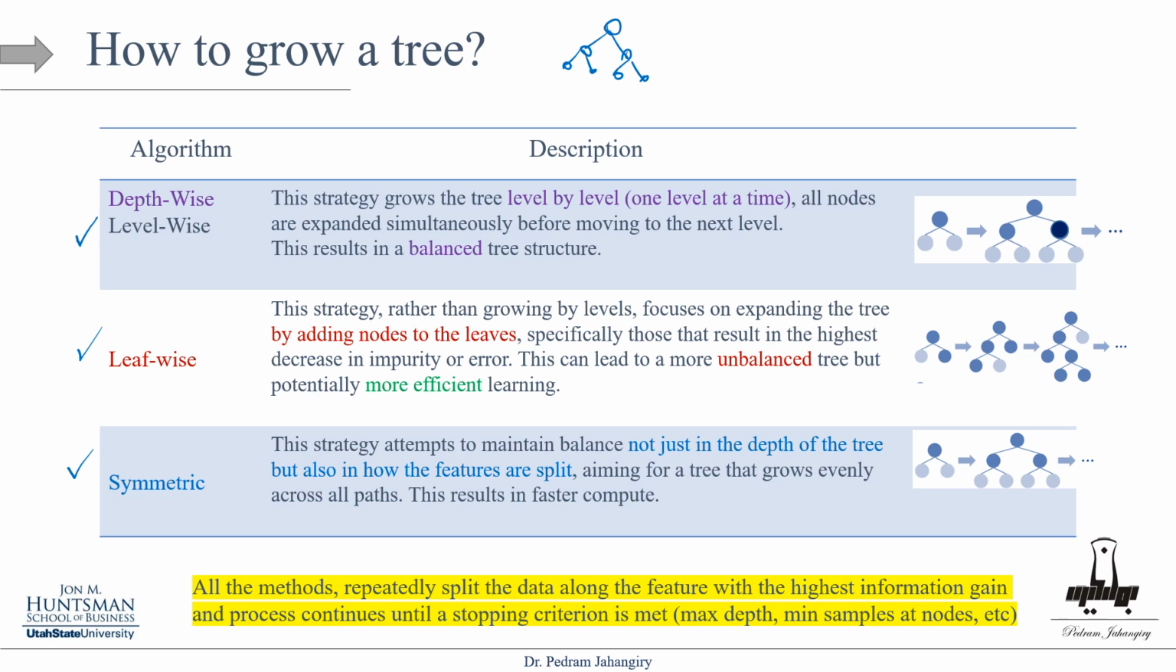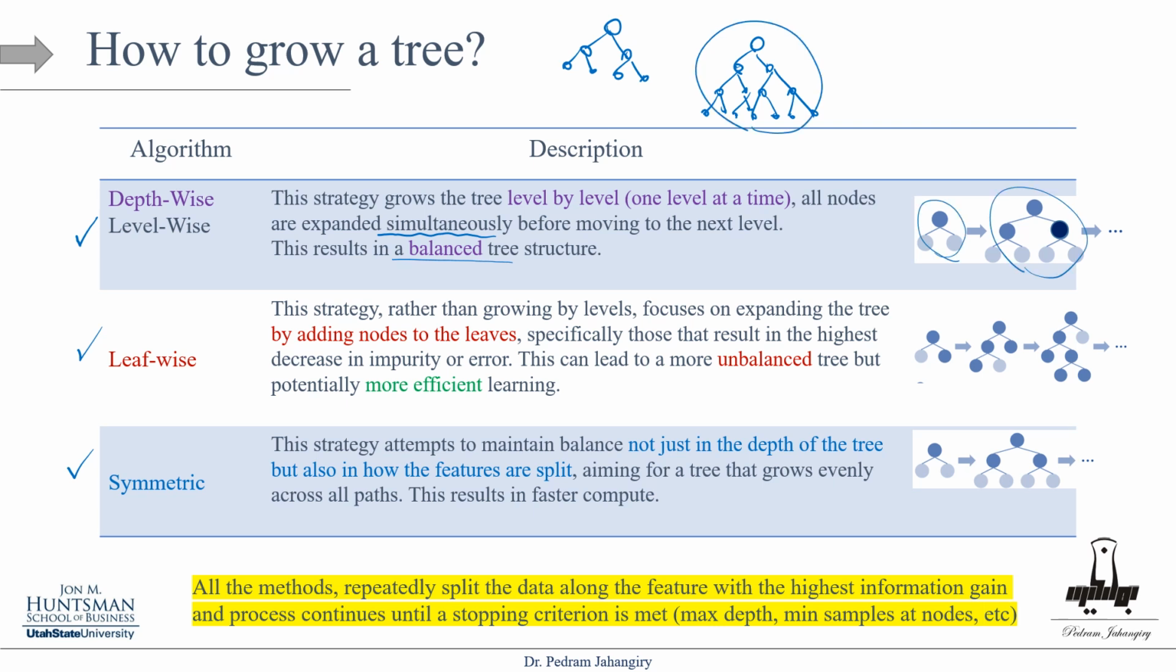The depth-wise, or level-wise, as the name suggests, this strategy grows the tree level by level. So exactly what I did. Start from here, I go to level 1. When I go to level 2, I don't stop here, I complete it. When I go to level 3, I go all the way. This is level by level, and we do it one level at a time. All nodes are expanded simultaneously before moving to the next level. What is the implication? This results in a balanced tree structure. We start from here, then here, then here, and so on.